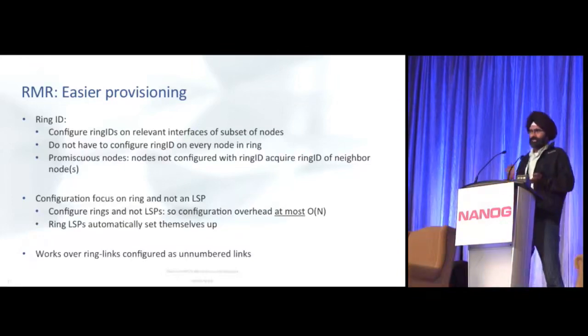And such a node, which doesn't have a ring ID configured on that interface, let's call it being in promiscuous mode on that link, and it acquires the ring ID that it hears, and it configures itself as being part of that ring. So in summary, we don't configure individual LSPs, we configure ring IDs, and since the configuration is tied to an interface, it'll work over a number of interfaces as well.